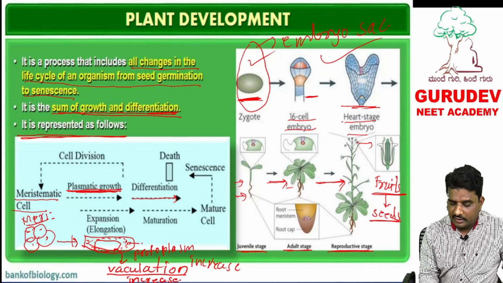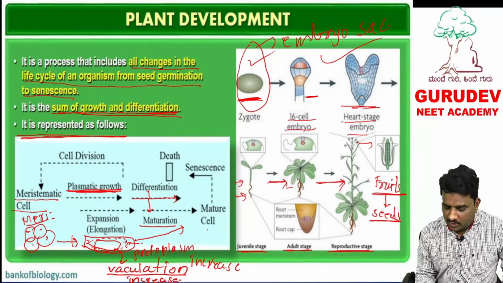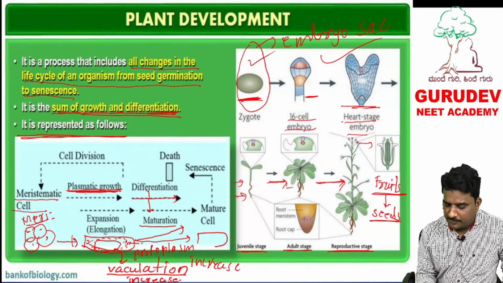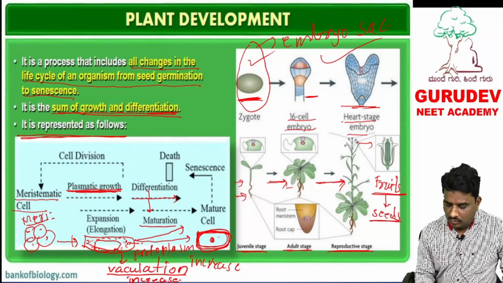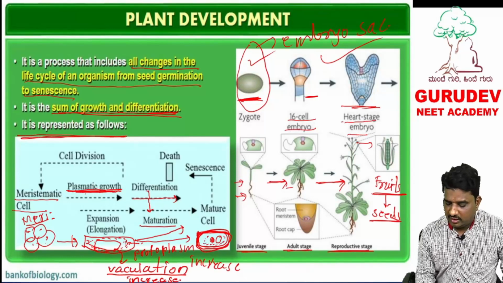And after that, what will happen? This elongated cell undergoes maturation. Maturation means the differentiation process only. This elongated cell will acquire a permanent, definite size and shape. The cell wall becomes thick. The nucleus and vacuole are there. After elongation, the cell undergoes maturation. This is a mature cell.